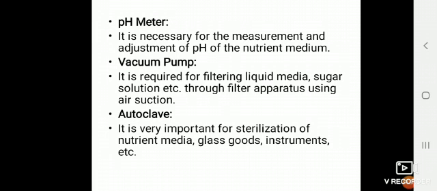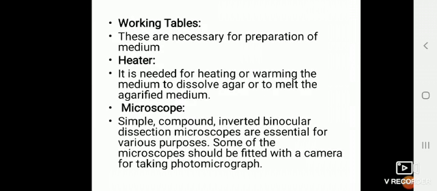They are also needed for the pH meter, vacuum pump, autoclave. pH meter to check the pH values, vacuum pump which maintains the vacuum. It is required for filtering liquid media and sugar solutions through the filter apparatus. Autoclave is very important for sterilization of glassware. Working tables are necessary for preparation of medium. Heater, needed for heating.